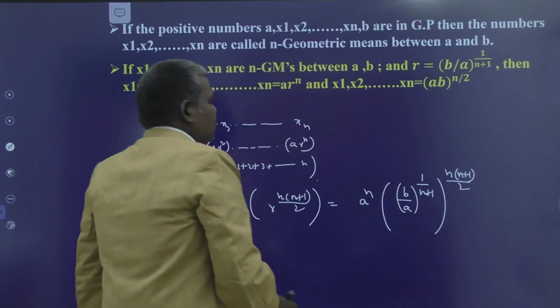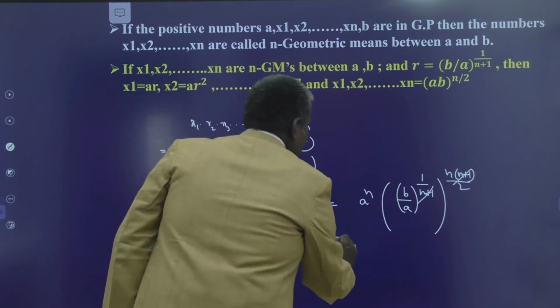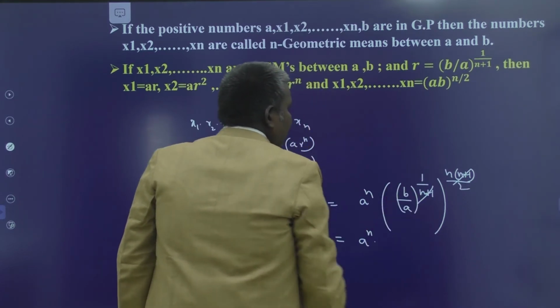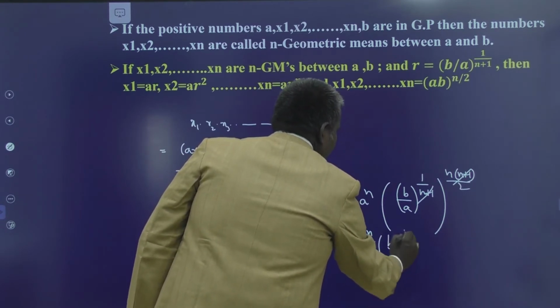n into (n plus 1) by 2. Here n plus 1 and n plus 1 get cancelled. This is nothing but a power n into (b by a) whole to the power of n by 2.